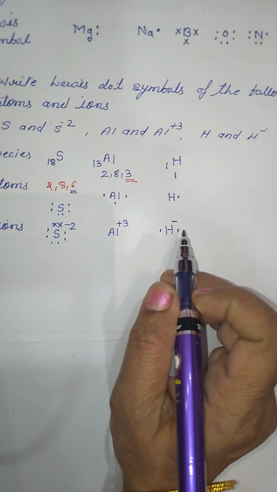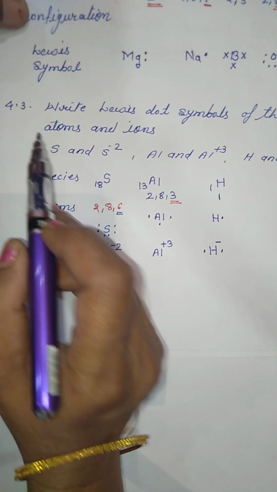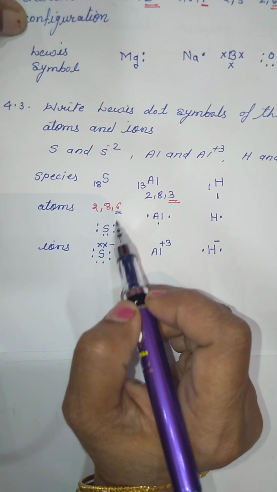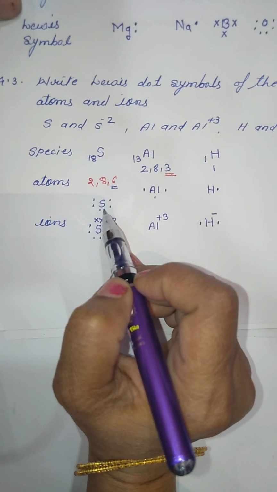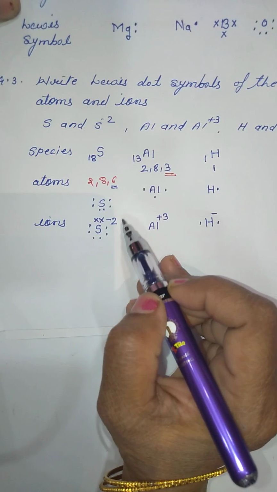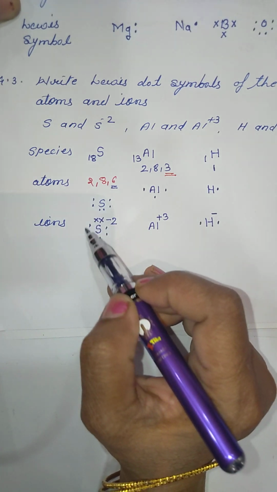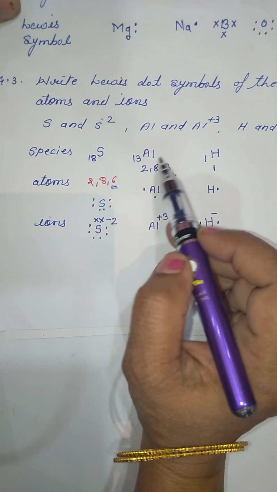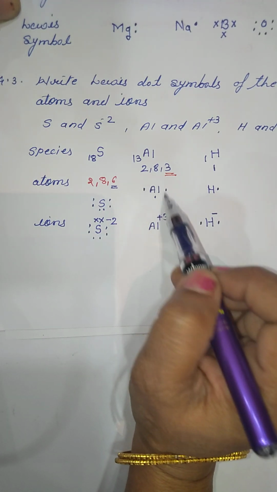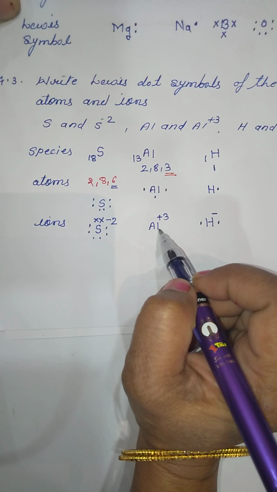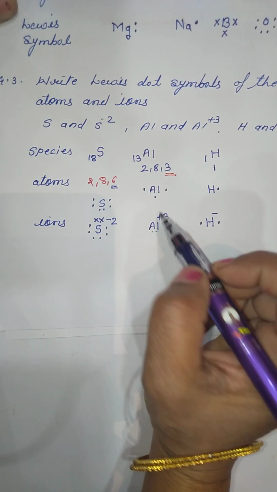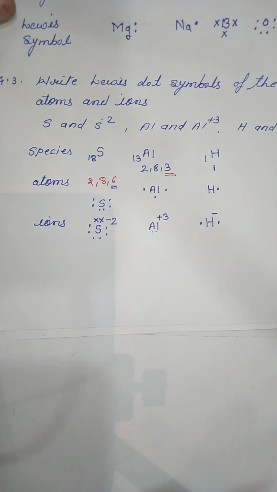So in this question 4.3, what is given? Here the concept is given. What is that concept? In the element we will write the number of outermost electrons. In the ion, if the ion is negative, we will show the negative charge with all the outermost 8 electrons. But if it is a cation, we will show only the positive charge and no electrons, because cations are formed by loss of electrons. So this was exercise 4.3. The next exercise we will see in the next video. Thank you.